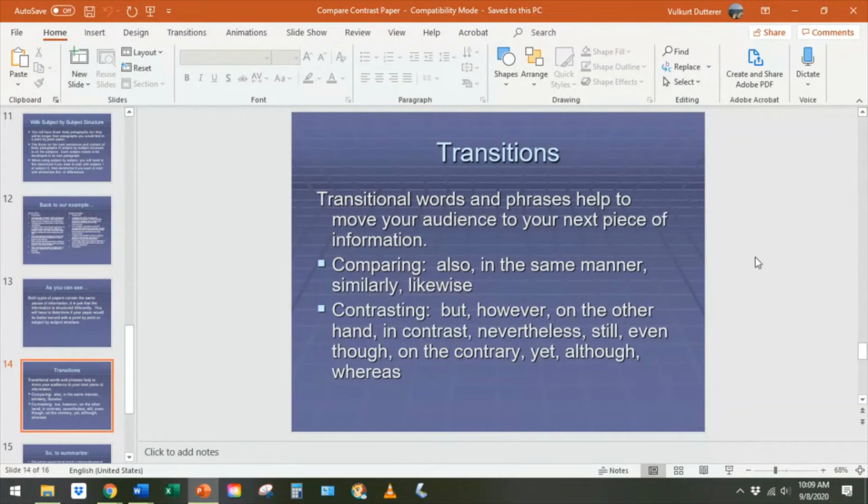The kinds of transitional words and phrases that are normally used for compare contrast papers for the compare part: also, in the same manner, similarly, likewise. For contrasting: but, however, on the other hand, in contrast, nevertheless, still, even though, on the contrary, yet, although, and whereas. So, if you want to use them, cool. If you don't want to use them, that's fine too.